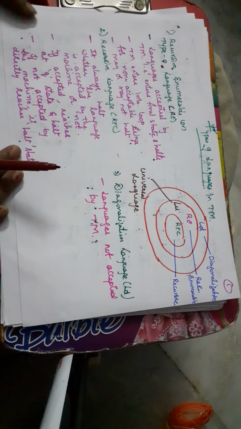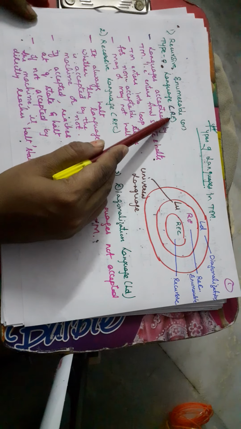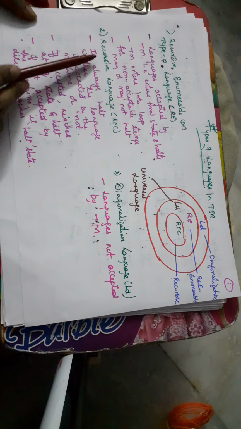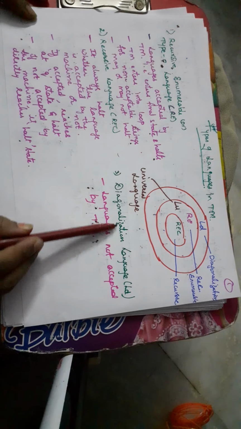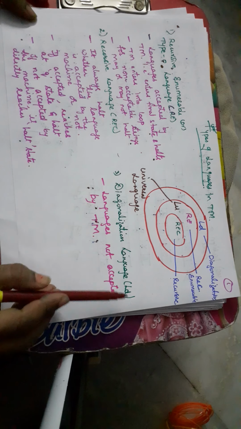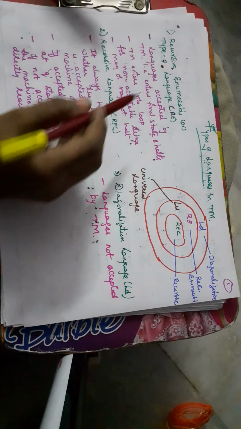Now coming to the topic, we have three types of languages in Turing machine. One is recursive enumerable language, which is also called RE. Next is recursive language, abbreviated as REC, and the third is diagonalization language, which is abbreviated as LD. We will see them one by one.